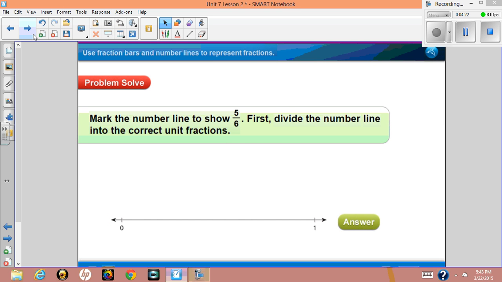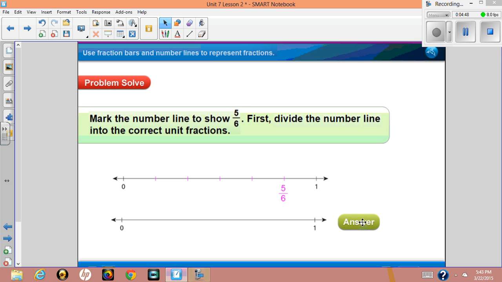It says, now let's look at it on a number line. Here we have a number line representing 0 to 1. It says mark the number line to show 5/6. First, divide the number line into the correct unit fraction. So again, it needs to be in equal portions. Let's look at how it will look in equal portions.